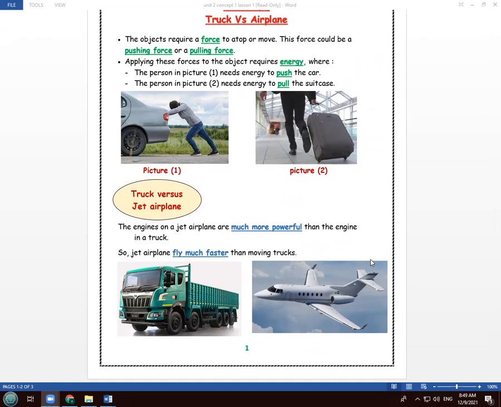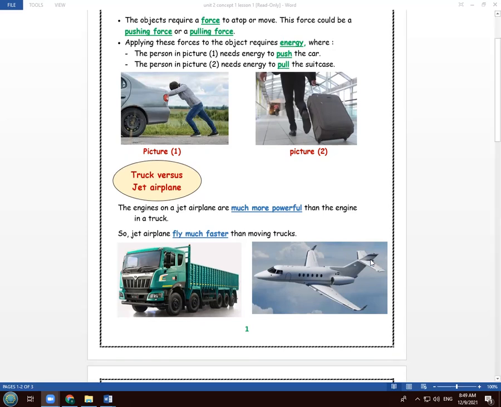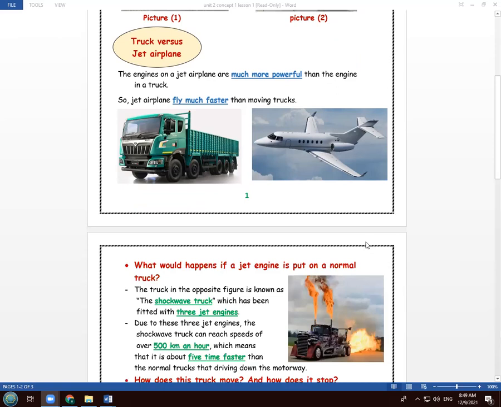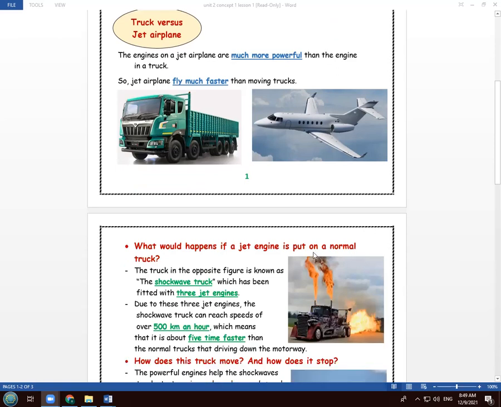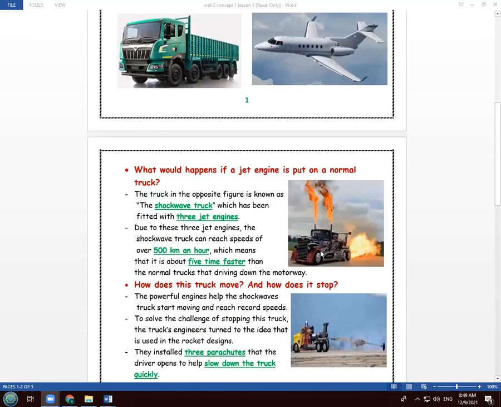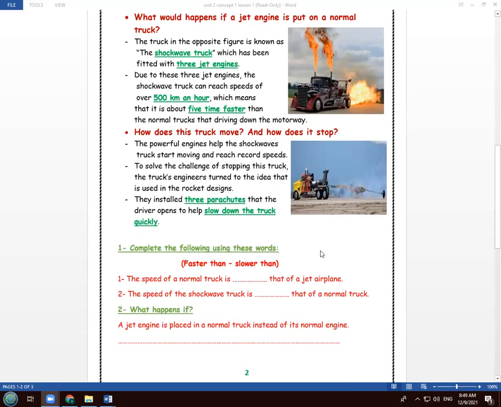And if we put three engines of the same type as the engine in the jet airplane, it is called the shockwave truck. It has three jet engines, so it can move 500 kilometers an hour, 5 times faster than the normal truck. And to stop it quickly, we have to use 3 parachutes.